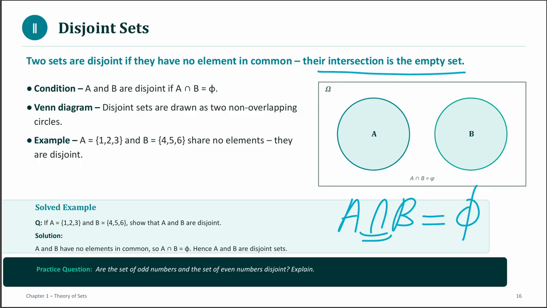Okay. A is equal to {1, 2, 3} and B is equal to {4, 5, 6}. They share no elements. That is, they are disjoint.